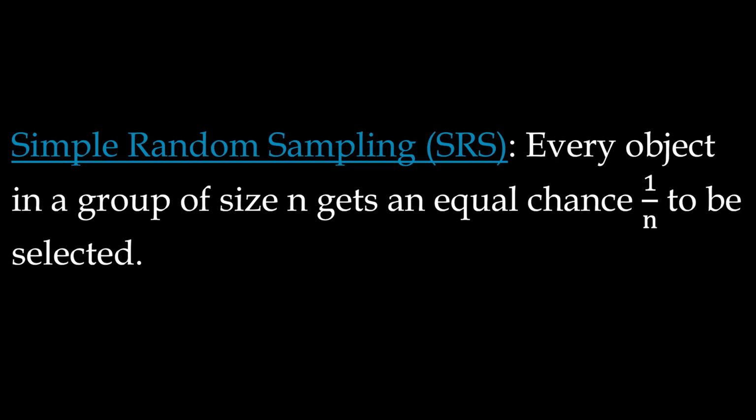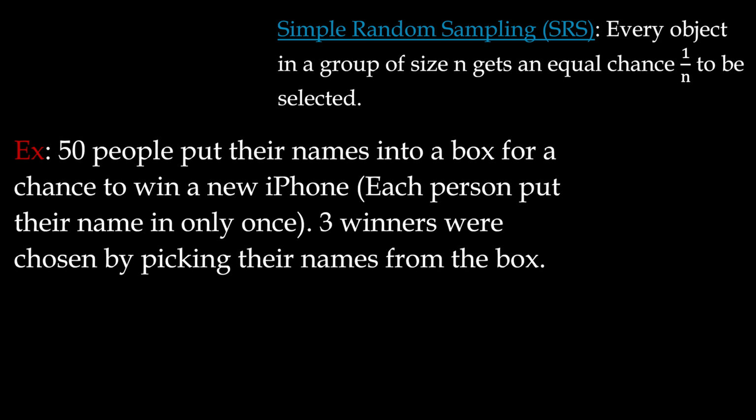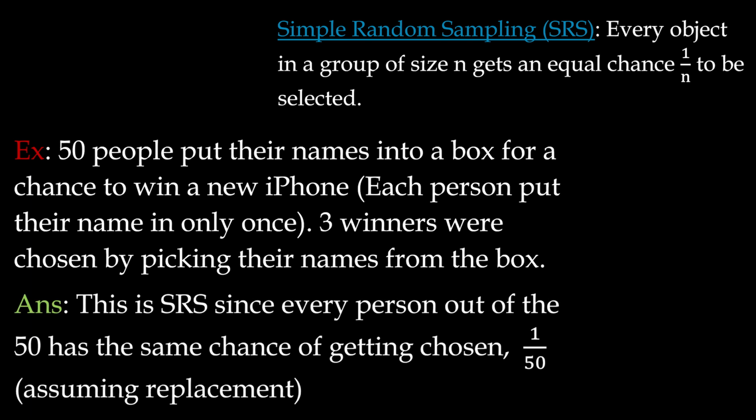Simple random sampling is when every object in a group of size n gets an equal chance to be selected. This is a simple random sampling since every single person in our group out of the 50 gets an equal chance of being chosen.